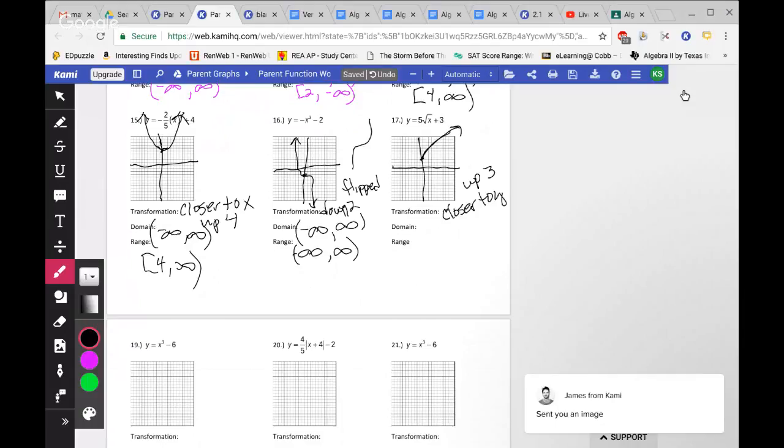So what's our domain? 0 to infinity. Good job. And what's our range? 3 to infinity. Good job. That's it exactly.